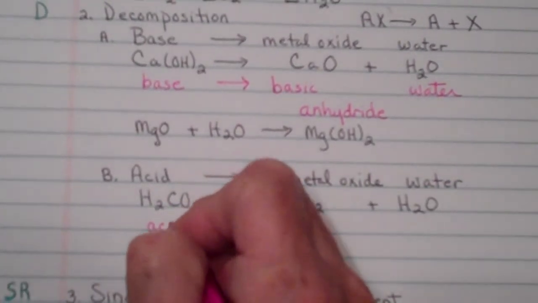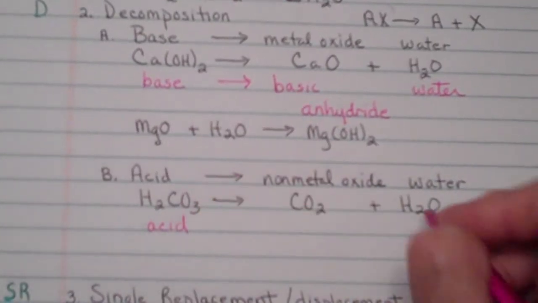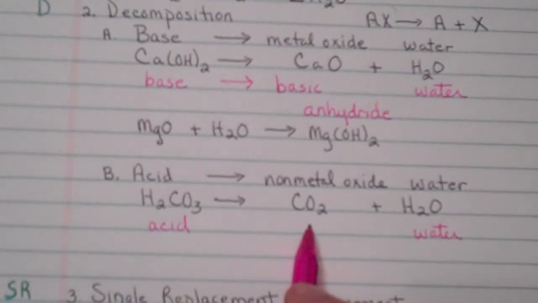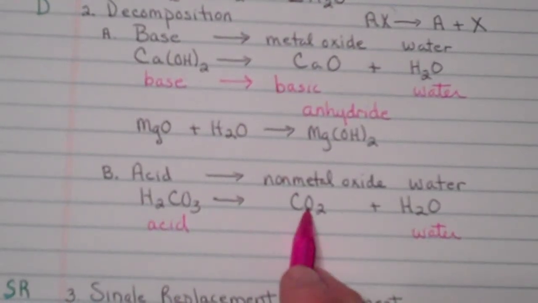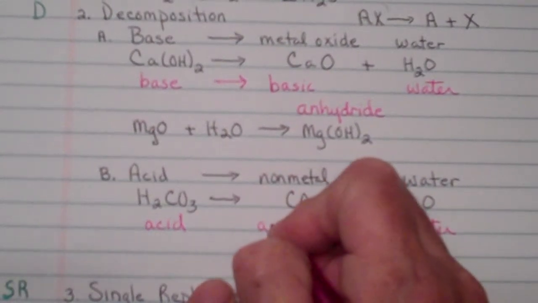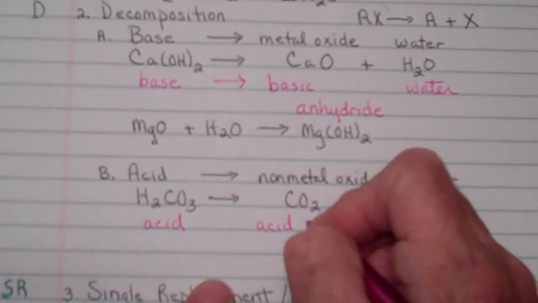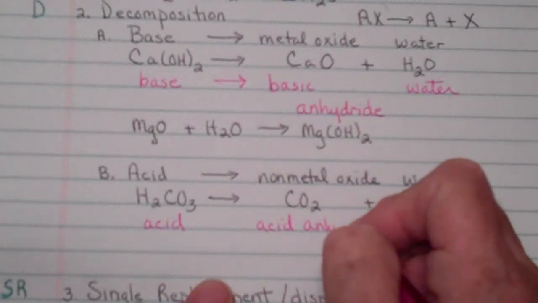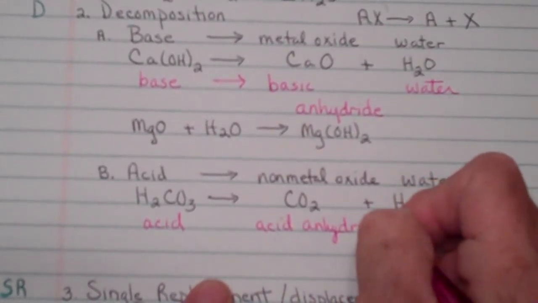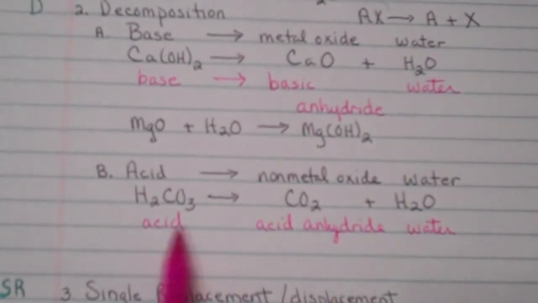We can look at these reactants and products too, and if this is an acid, and we're removing the water, then what would be another name for this product, the carbon dioxide? It would be an acid anhydride. And the acid anhydride is just the acid without its water.